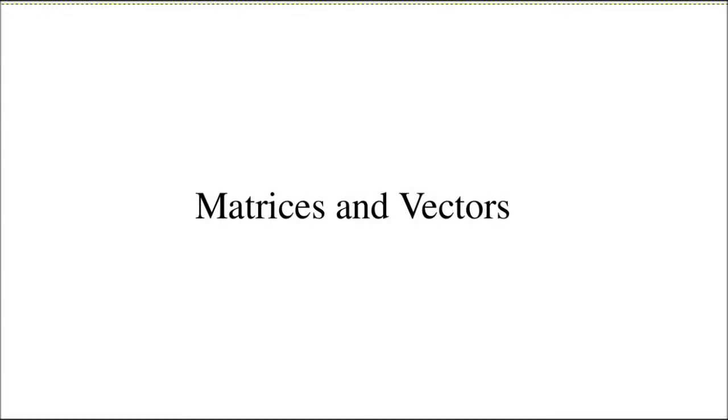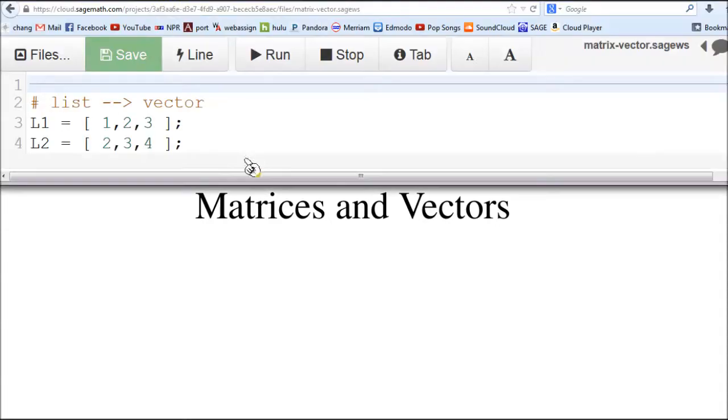Hi everyone, in this part I'd like to go over how to define matrices and how to use vectors in Sage. So the idea is first you write down a list, the usual list that you have learned recently, and then we're going to change that to a vector, so it's going to change to a column vector. So I define these two lists, 1, 2, 3 and 2, 3, 4, like this.